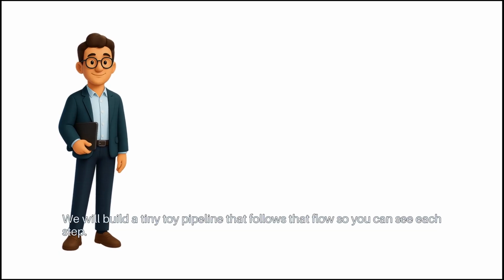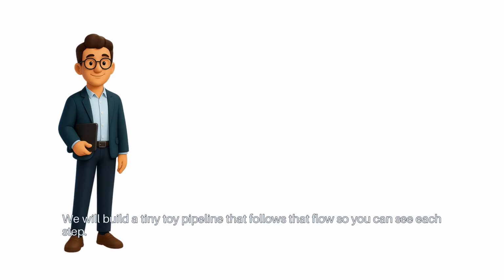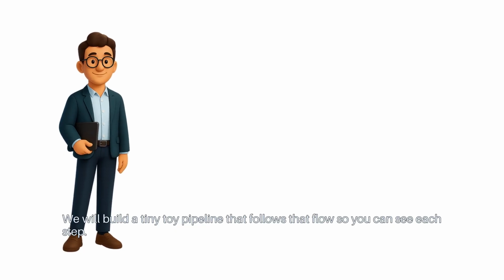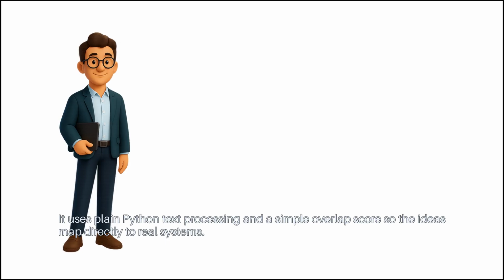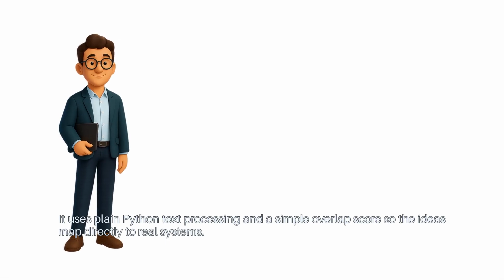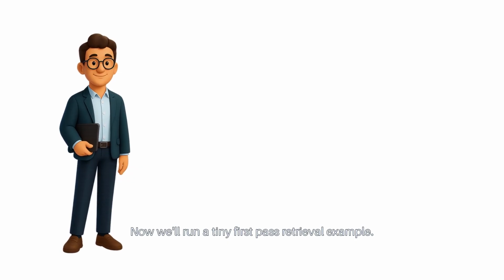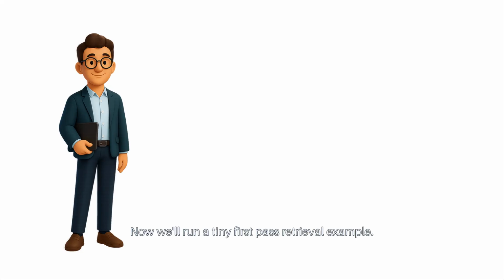We will build a tiny toy pipeline that follows that flow, so you can see each step. It uses plain Python text processing and a simple overlap score, so the ideas map directly to real systems. Now, we'll run a tiny first-pass retrieval example.